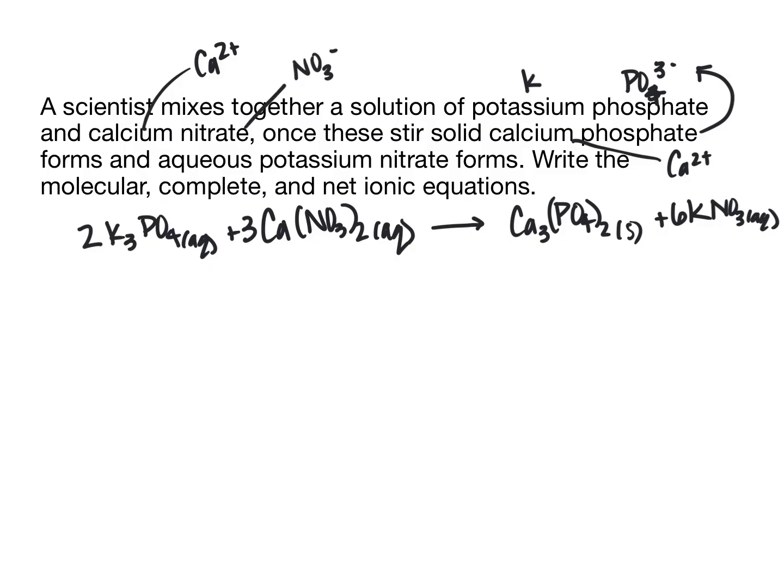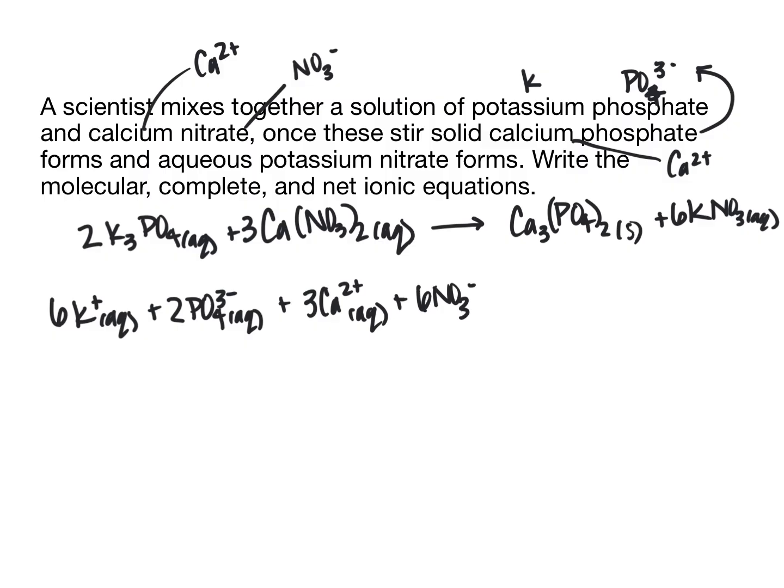So now we need to write the complete ionic equation. In this, we must show all ions and they include a charge and a state. So here we have 6 potassium ions, aqueous, plus 2 PO4 3 minus, aqueous, plus 3 calcium 2+, aqueous, plus 6 NO3 minus, aqueous.